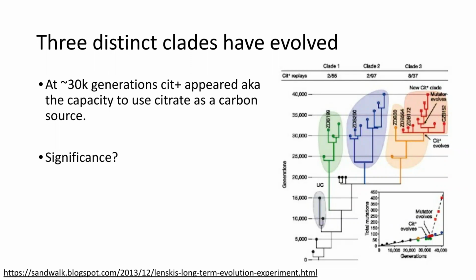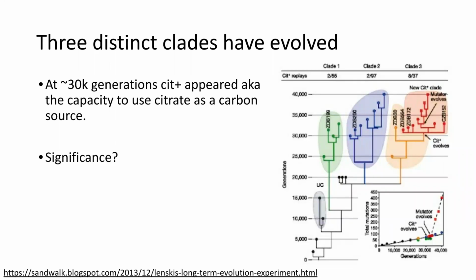Now, CIT plus, what is CIT plus? Well, CIT plus is an E. coli that has a mutation that now allows it to use citrate as a carbon source in the presence of oxygen. Now, what do you mean by that? Well, remember, at the start of this experiment, all the way back at generation 0, it could not use citrate in the presence of oxygen. Fast forward 30,000 generations later, a mutant in one population evolves the capacity to use citrate. So it basically took a trait it didn't have and evolved it.